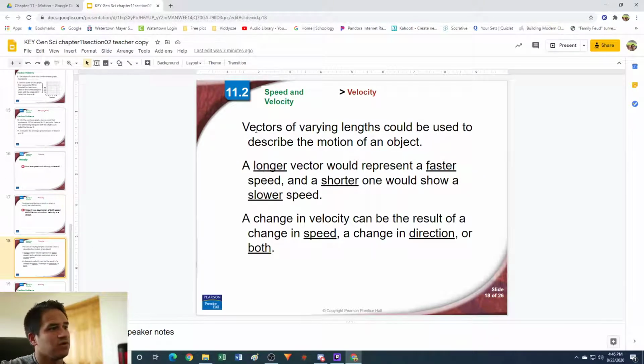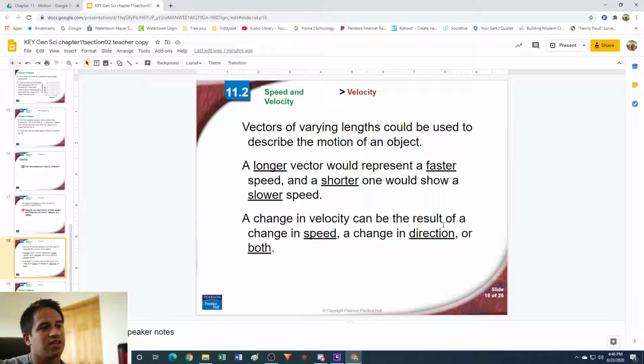Okay, so vectors of varying length can be used to describe motion of an object. A longer vector would represent a faster velocity or a faster speed. A shorter vector would represent a slower speed or a slower velocity. Okay, and because change in velocity is a measure of speed and direction, if you change your speed, you are changing your velocity. If you change your direction, you just simply turn, you're changing your velocity. If you change both, right, you slow down or speed up and you're turning, you're also changing velocity.